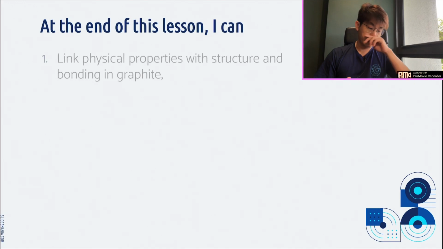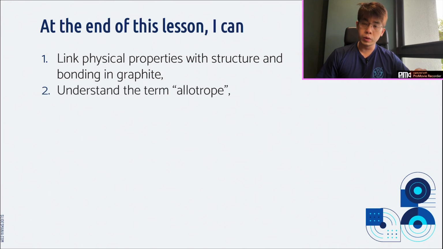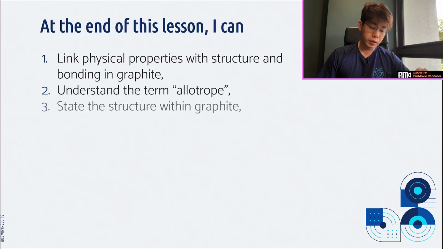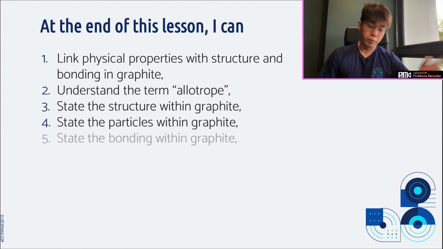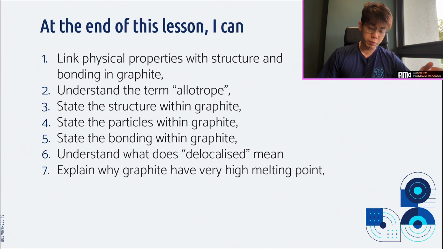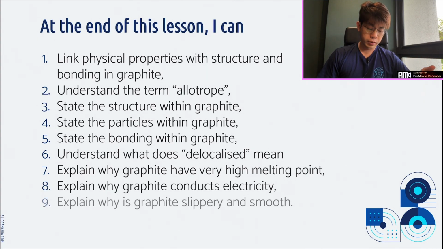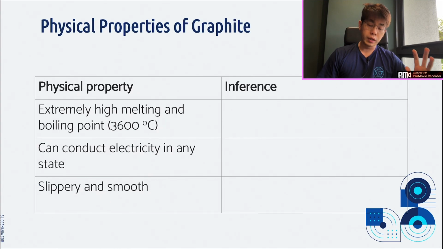So in this video, we'll be able to link the structures and the physical properties together in graphite. Understand this new word here, allotrope. State the structure, the particle, and the bonding within graphite. Understand what this new word also means, delocalized. Explain why graphite has a high melting point, and very interestingly, why graphite can conduct electricity, and why graphite is slippery and smooth.